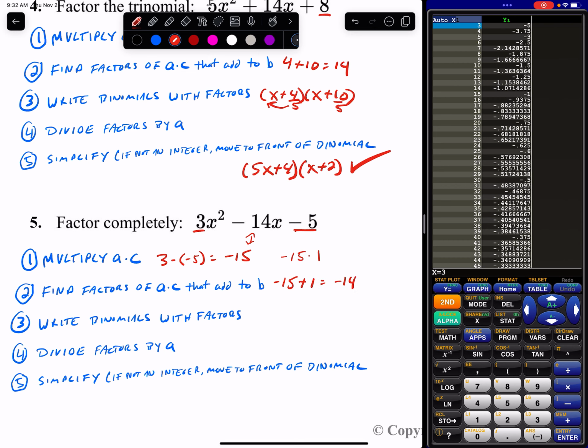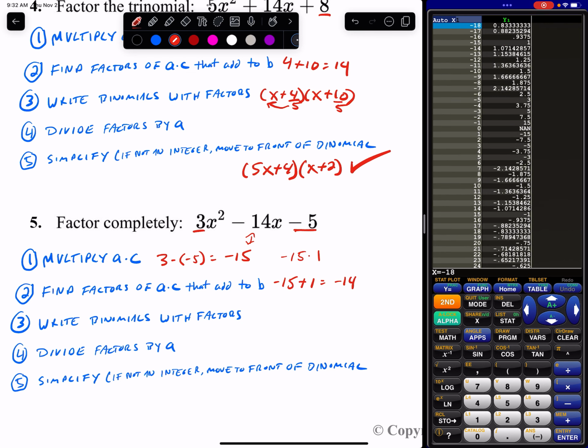So be very careful when you're looking at these factors. Right here, if I go all the way down here, we can see positive 15 and then negative 1. But also, if you go up here on your calculator, you can also see negative 15 and then positive 1. Right? So watch out for that. Now we have to write the factors, and here we have to make sure this time when we're writing the factors, we have to write x minus 15 and then x plus 1.